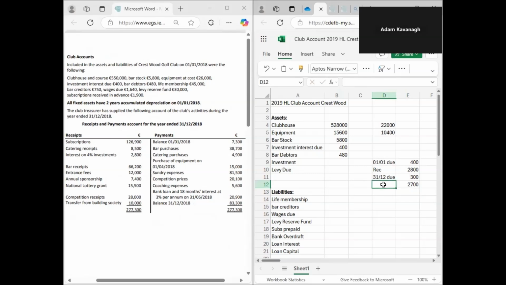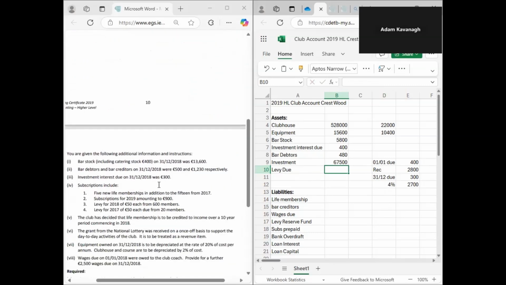That's 2,700, and it says we receive 4%, so that represents 4% of the investment. Okay, so to figure out what 100% equals to, we get 2,700 divided by 4 multiplied by 100. That gives you 67,500.